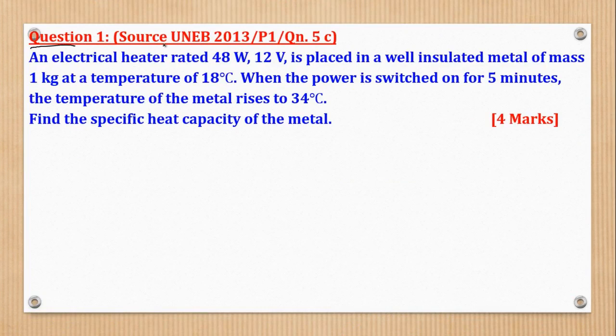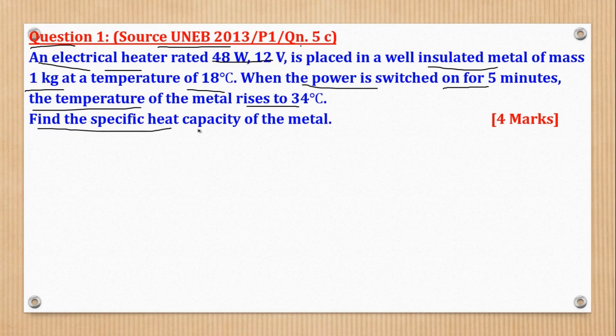Question 1 came from UNEB 2013 paper 1 question 5C, and says an electrical heater rated 48 watts, 12 volts is placed in a well insulated metal of mass 1 kilogram at a temperature of 18 degrees Celsius. When the power is switched on for 5 minutes, the temperature of the metal rises to 34 degrees Celsius. Find the specific heat capacity of the metal.